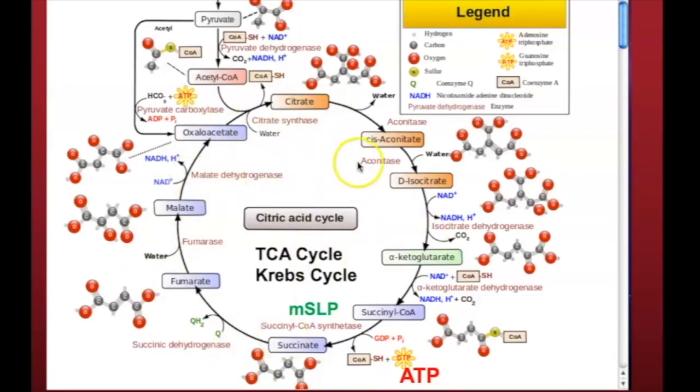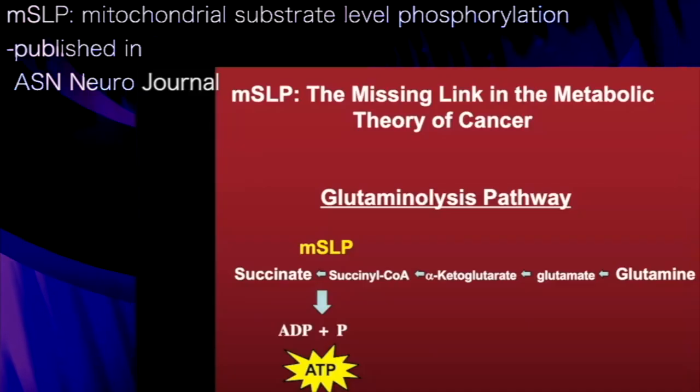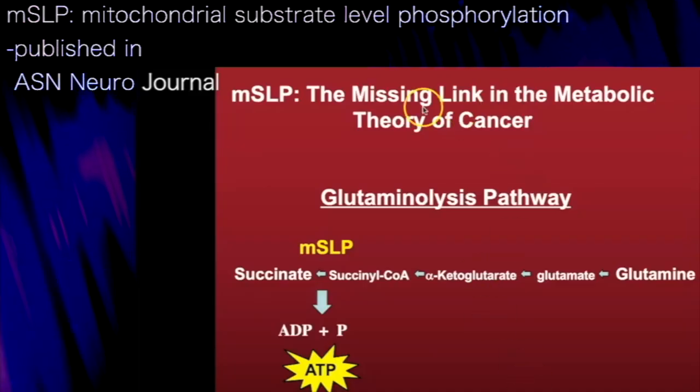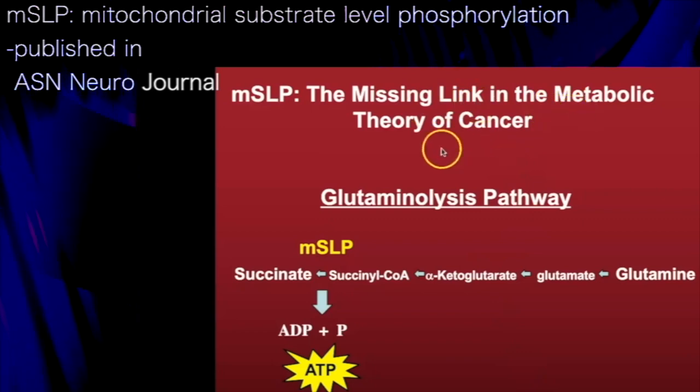It's in the matrix of the mitochondria. And we now know that this step, which in normal cells produces very little ATP, in the cancer cell produces large amounts of ATP through a process of mitochondrial substrate level phosphorylation. This is a substrate level phosphorylation step. And now we have defined this as the origin of most of the energy in the cancer cell. And this shows mitochondrial substrate level phosphorylation, the missing link in the metabolic theory.